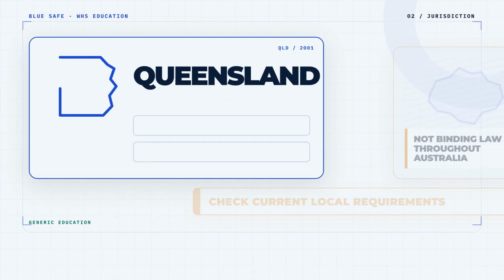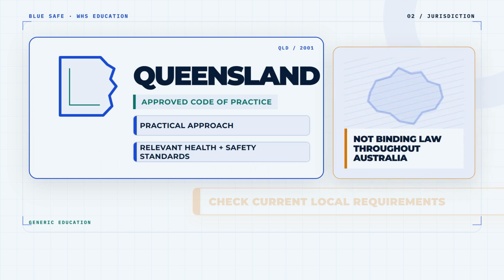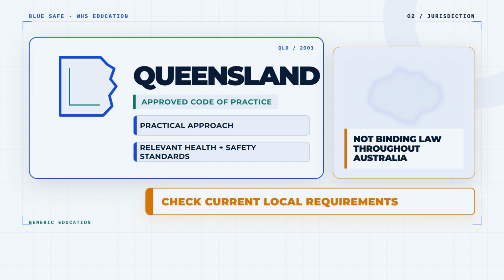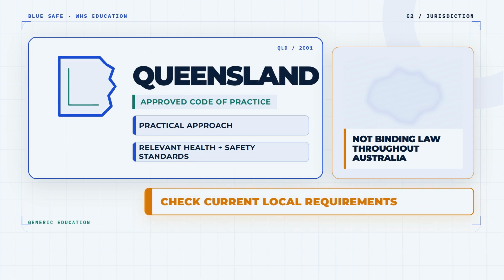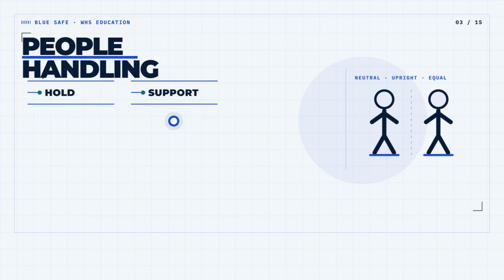The Queensland Manual Tasks Involving the Handling of People Code of Practice 2001 is an approved code of practice. It provides a practical approach to achieving relevant health and safety standards. This is Queensland-specific approved guidance. It must not be presented as binding law throughout Australia, and current requirements for the jurisdiction and workplace still need to be checked. People handling includes workplace activities in which a worker uses force to hold, support, transfer or restrain a person. It is a hazardous manual task.